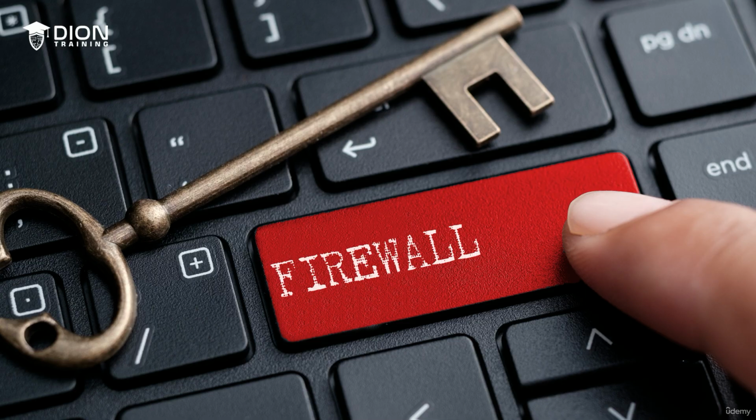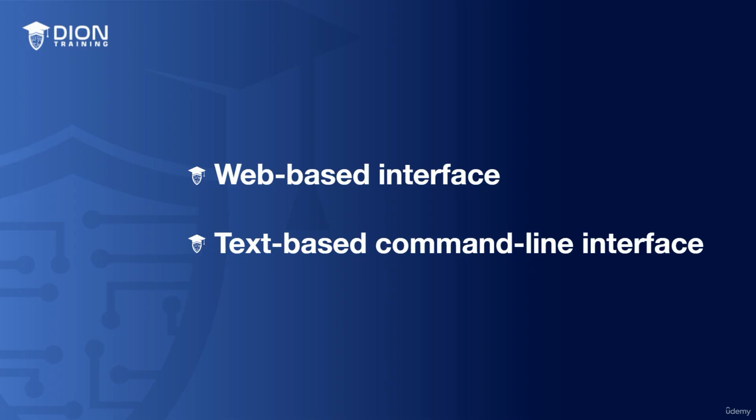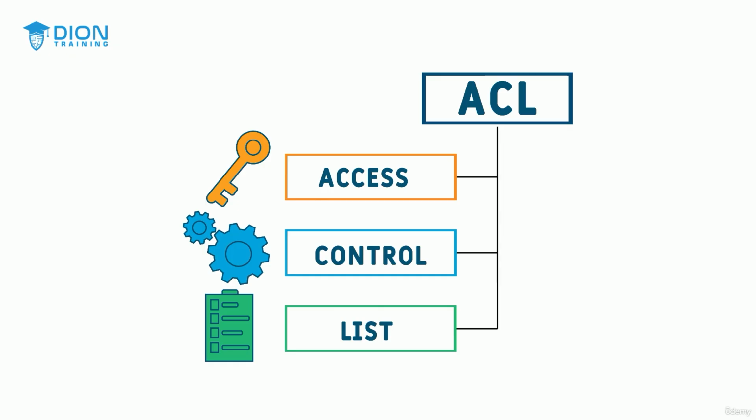Now, while access control lists can also be used to help define proper quality of service levels inside of our networks, in this lesson, we're really going to be focused on their crucial role in security of our networks and their use inside of firewalls. To configure the access control list on our firewalls, we're either going to be using a web-based interface or a text-based command line interface.